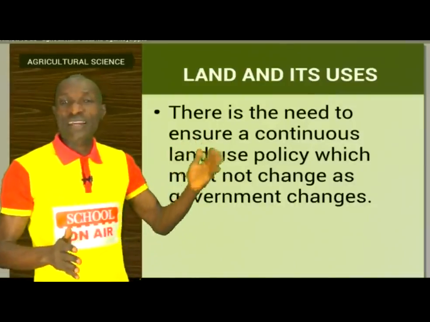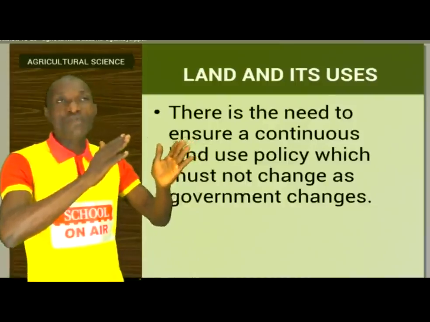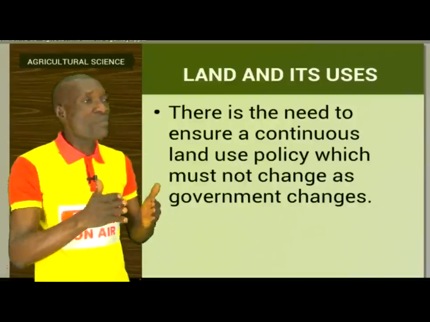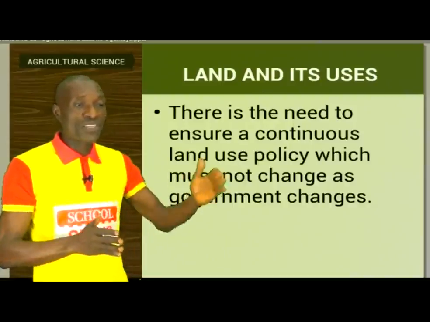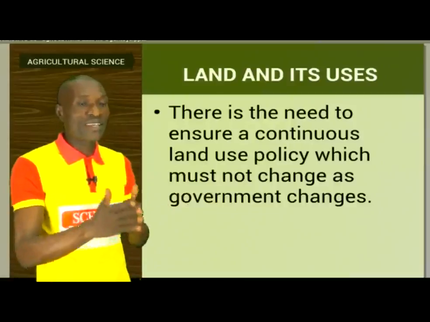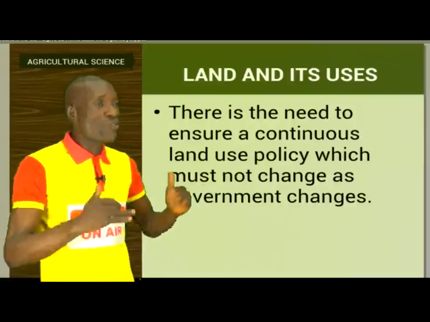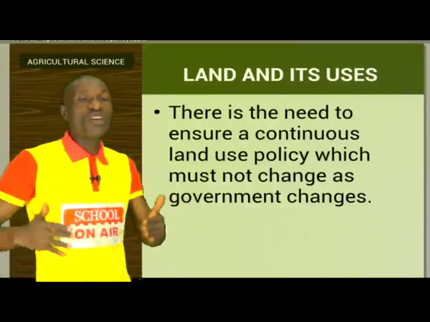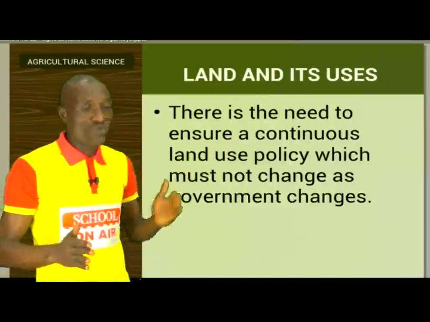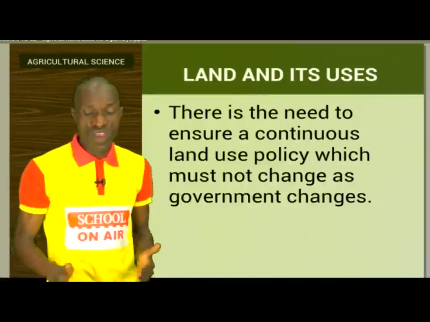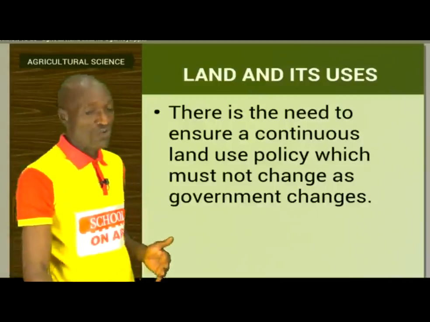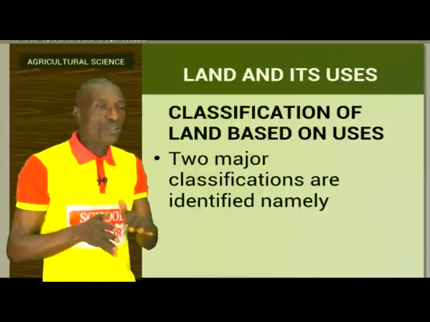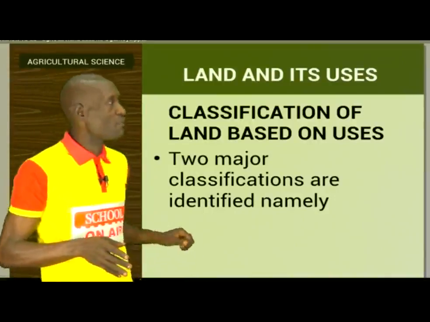For example, in Tanzania, there was a kind of land use reform in that particular country. And even in Nigeria, as an example too, there was a Land Use Decree Act in 1978. All these still stand firm. There is no change, even when the government has changed several times. That is what we are trying to say, that there is need to ensure a continuous land use policy which must not change as the government changes. Now, we will be able to explore those areas efficiently.